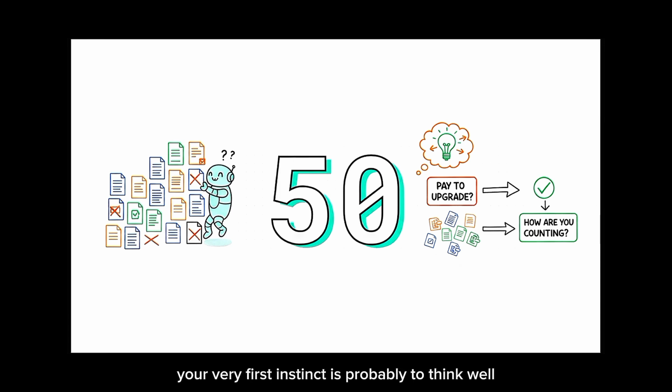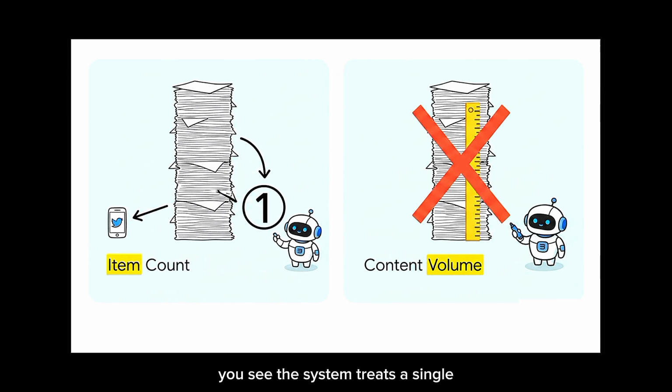Your very first instinct is probably to think, well, I guess I need to pay to upgrade. But actually, the real issue here isn't how much data you're researching. The issue is how you're counting it. You see, the system treats a single, short Twitter thread exactly the same as a massive 200-page financial report. Why is that? Because the AI relies completely on an item count. It literally doesn't care about the actual volume of the content inside those items.